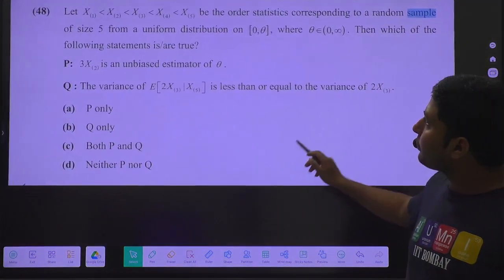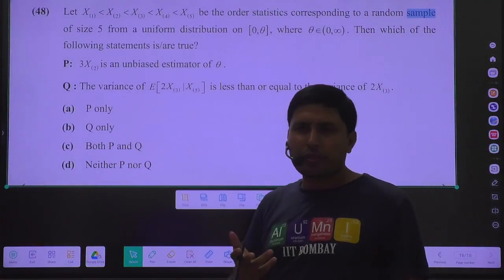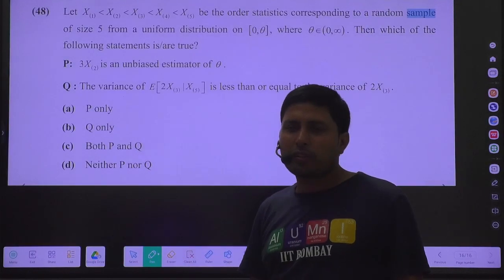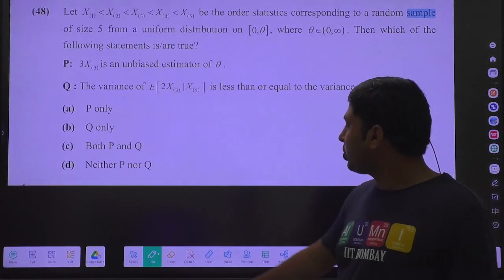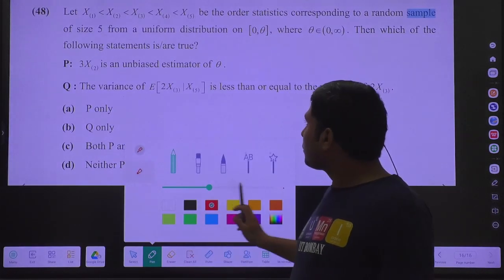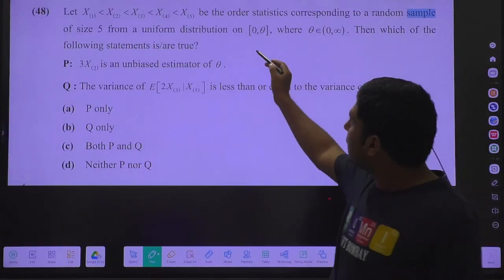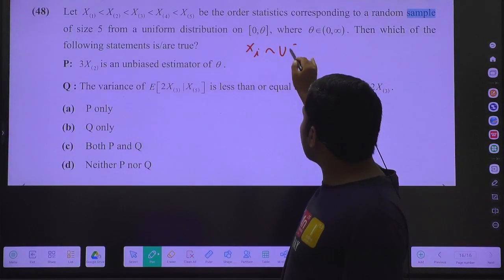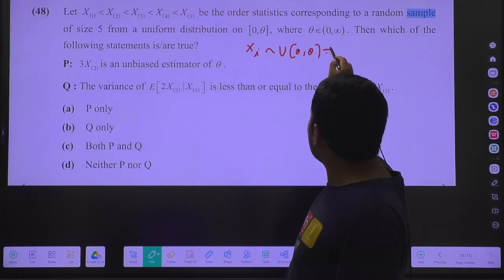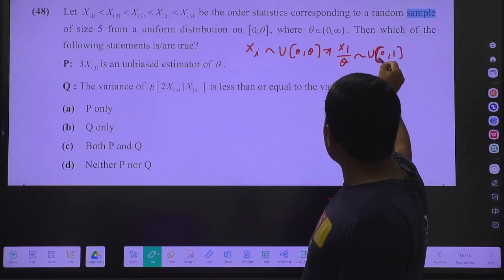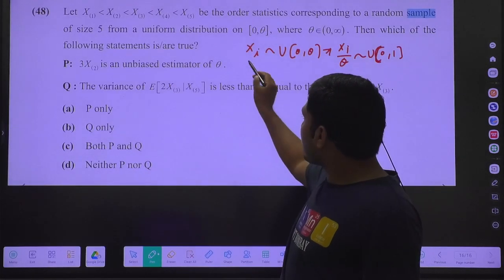Let's solve this question. We have discussed order statistics, you know. These are order statistics corresponding to this. Each xi follows uniform 0 theta, so xi upon theta will follow uniform 0 1. Then there is a theorem.